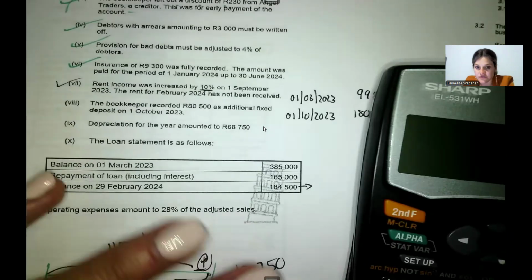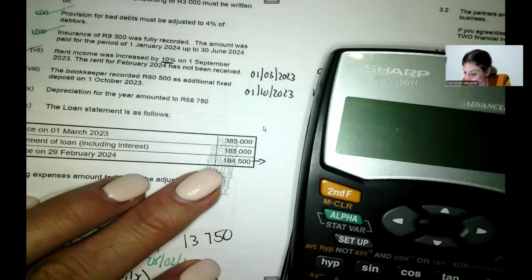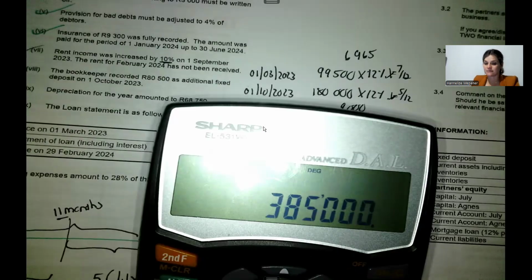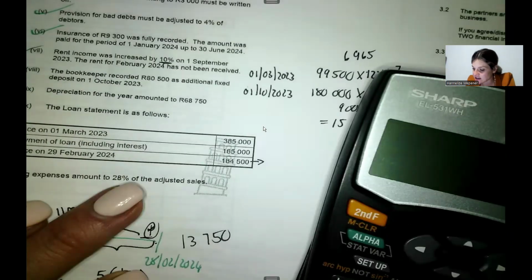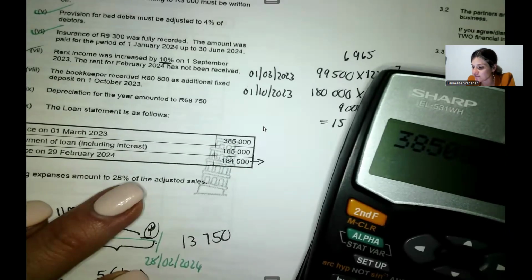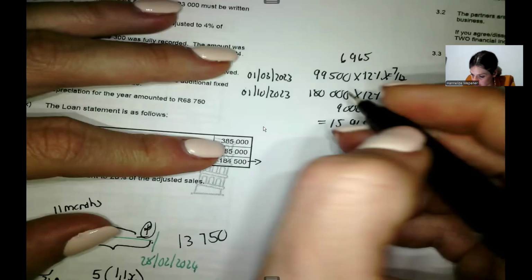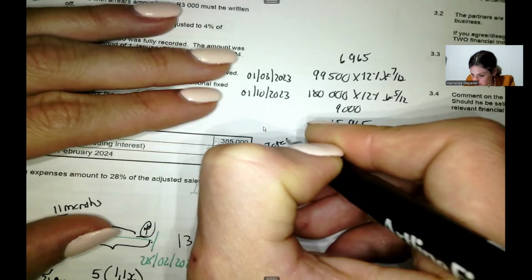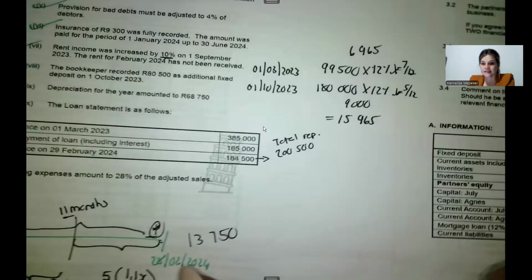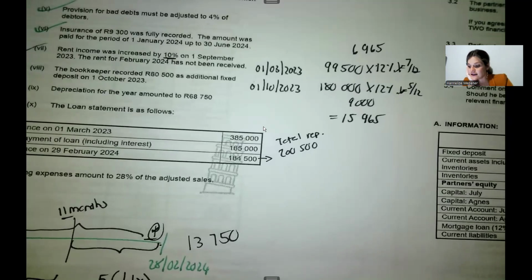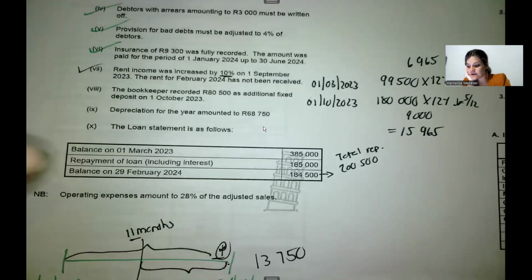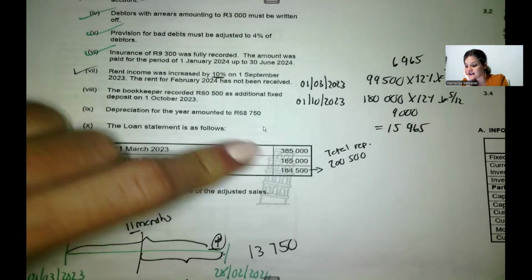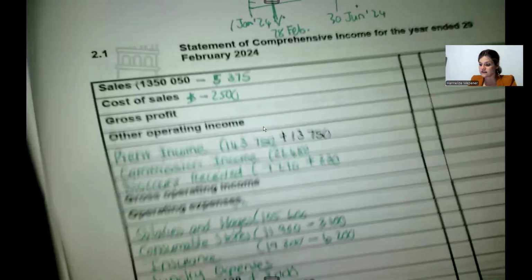So you must now find the interest. So if you had 385,000 Rand on that balance at the beginning of the year, and then you say minus your 184,500 to see your total repayments according to them. Total repayments. That is your total repayments that you made. They are saying here that the repayment of the loan was 165,000. So there's a difference here, and that difference is then your interest expense.